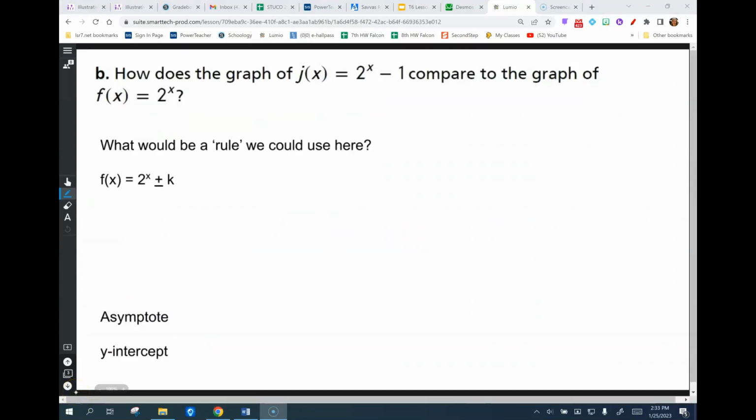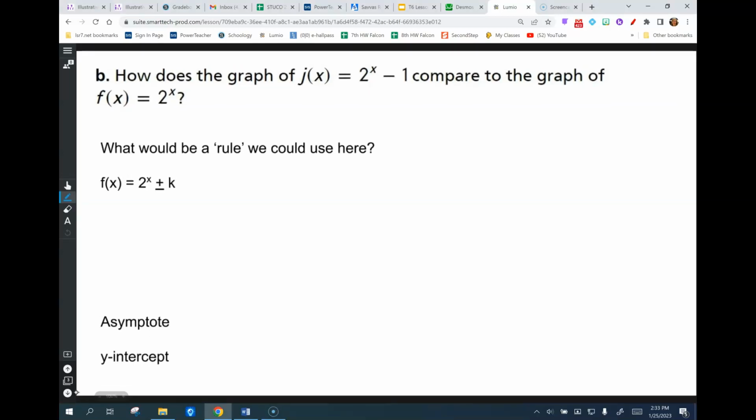So the next one we're going to look at, and this is still just in your book on page 132, it says, how does the graph of j of x equals 2 to the x minus 1 compare to the graph of 2 to the x? Well, what do you think happens? That's right. It's going to shift down 1.